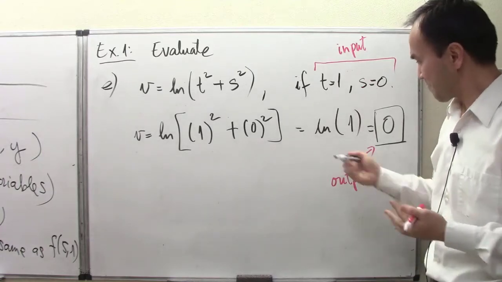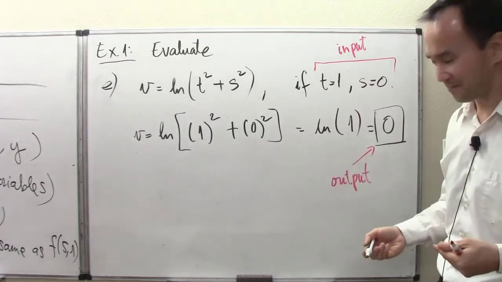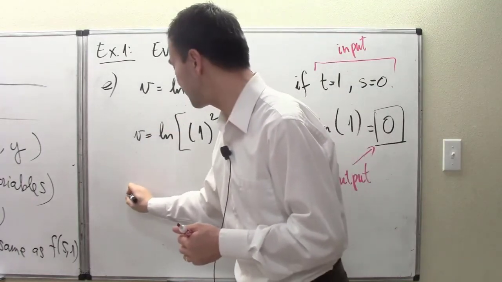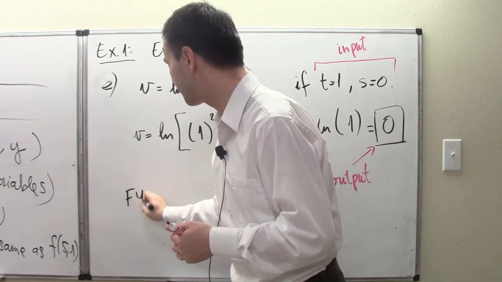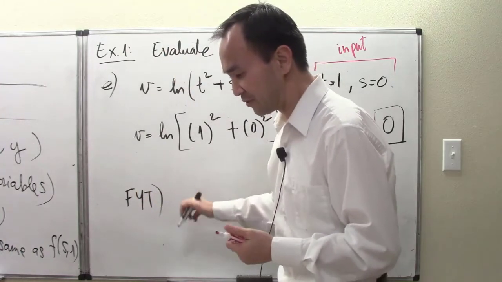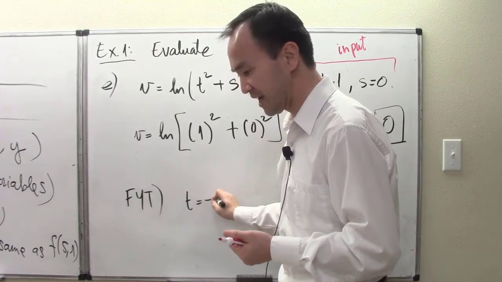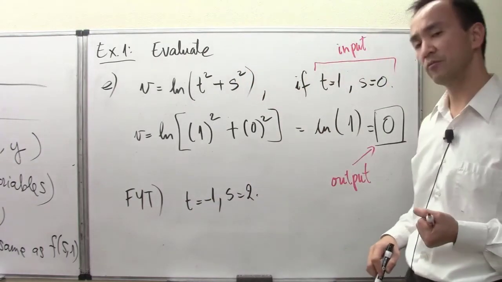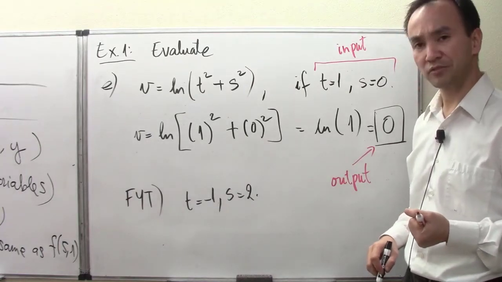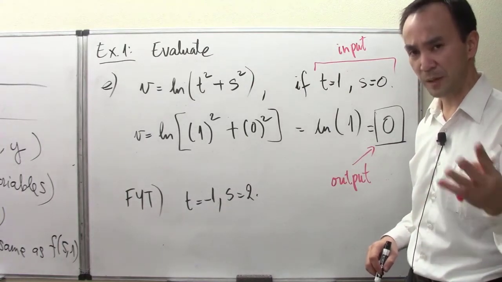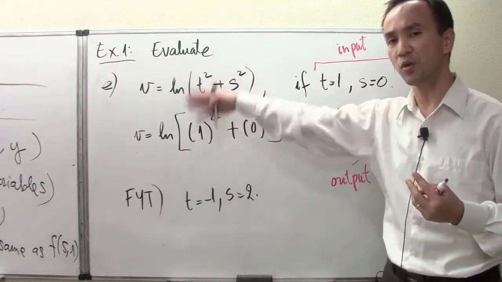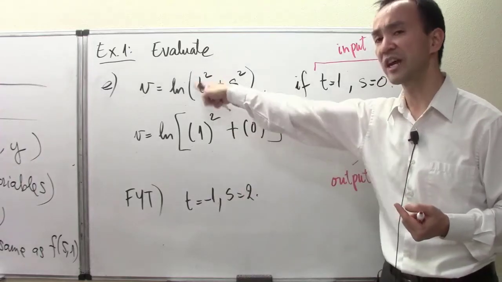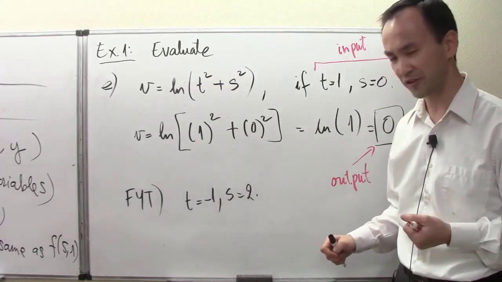And so let's do an FYT again, with the same function V. Now let's look at an FYT where t equals -1 and s equals 2. Okay, t equals -1 and s equals 2. So go ahead and pause the video, spend some time working on that, and follow exactly the work how I've done here. And just think about that. This is just a different input we're giving to the same function.